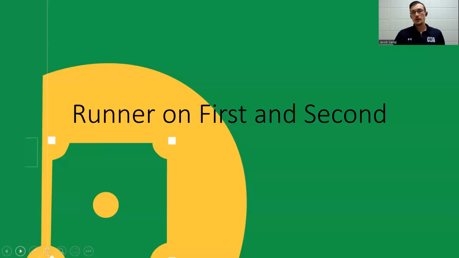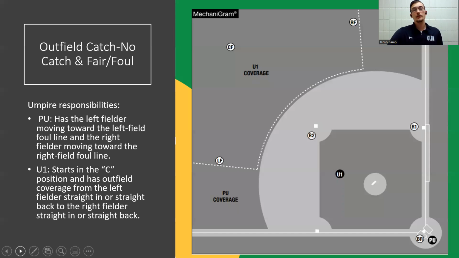So for this portion of the clinic, we're going to talk about runners on first and second. In this situation, we're going to first talk about our pre-pitch position. This is middle C. It's our pre-pitch position. The reason for this is we still have a good angle on the pickoff attempt of R1. We can also take a couple read steps for a steal of R2 at third base.